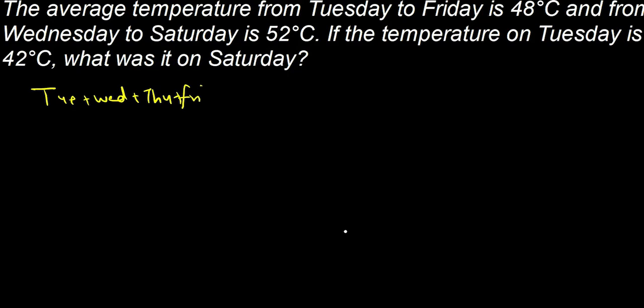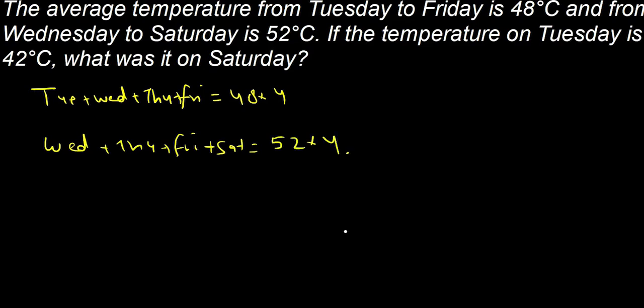So I'm not doing it directly, because 4 days है तो 48 into 4 I'm not calculating it. और Wednesday से Saturday का जो total है, तो Wednesday, Thursday, Friday and Saturday, so this is going to be 52 into 4. उसने कहा the temperature on Tuesday is 42 degrees Celsius. So what we should do, हम this is equation 1, let's say this is equation 2.